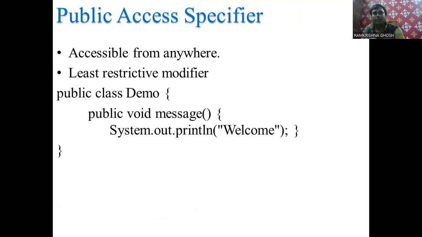Public access specifier. Members in a class can be accessed from anywhere in the program, not only in the class, not only in the package. Accessible from anywhere. It is the least restrictive access specifier or access modifier. Public class Demo, public void message, System.out.println Welcome.